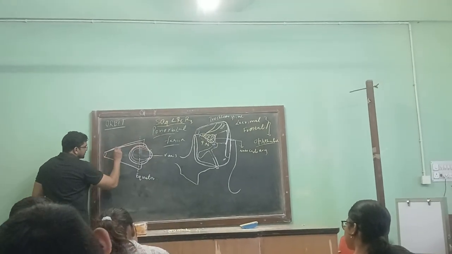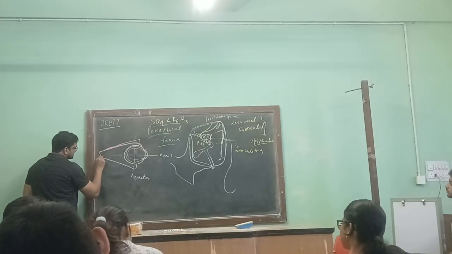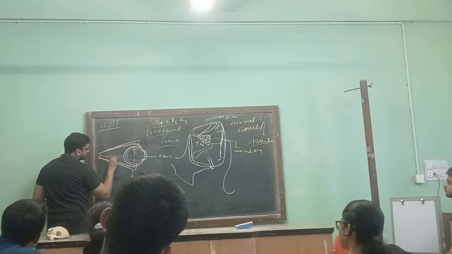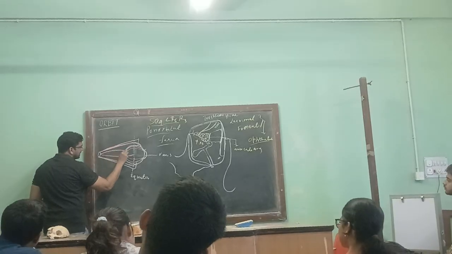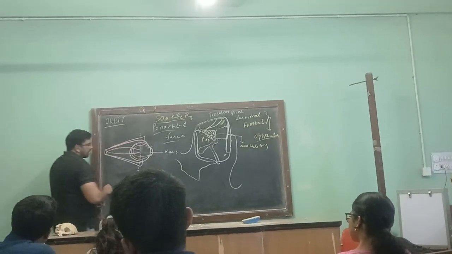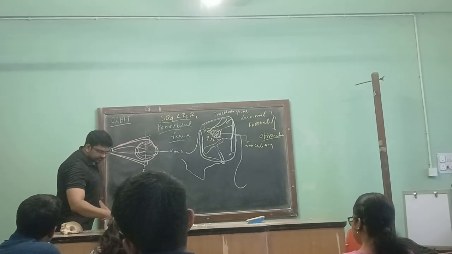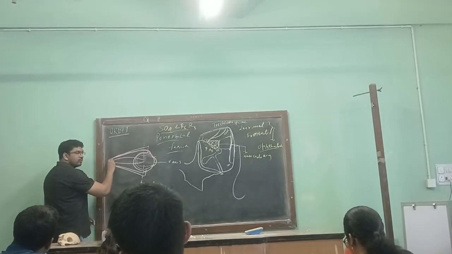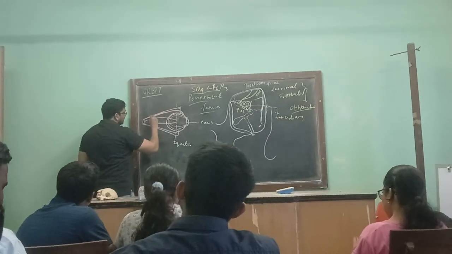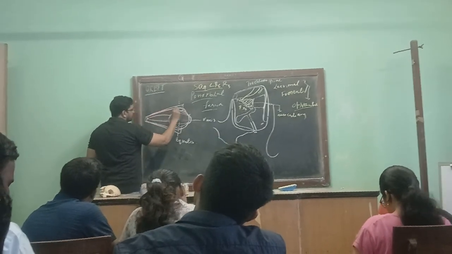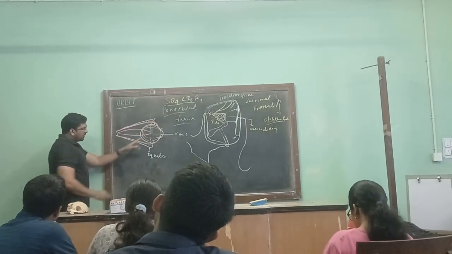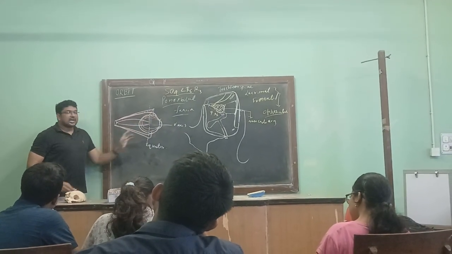The upper one is the superior rectus, the lower one is the inferior rectus, and on either side will be the medial rectus and lateral rectus. Okay. And how will the superior oblique come? Superior oblique will be arising over here, and there will be a pulley, and it will take a turn and be inserted onto the posterior aspect of the eyeball.